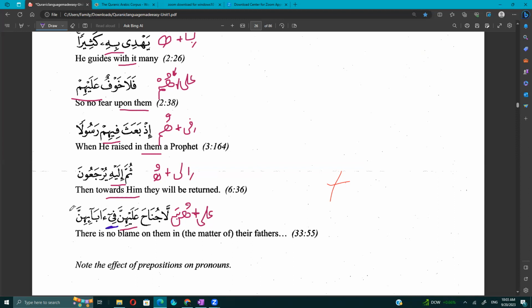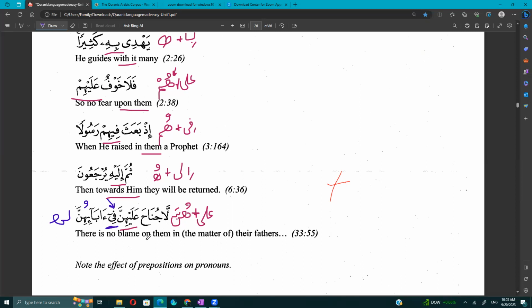Abai. Very good. It was aba'uhunna. There was a dhamma here. But because of the huruful jar, it becomes aba'ihinna. So alayhinna. What is the translation? Alayhinna. What is the translation of ala plus hunna?